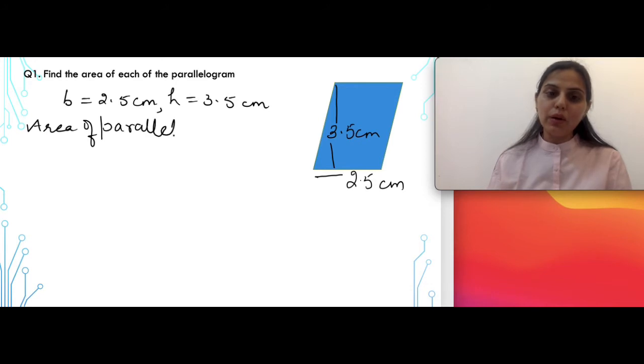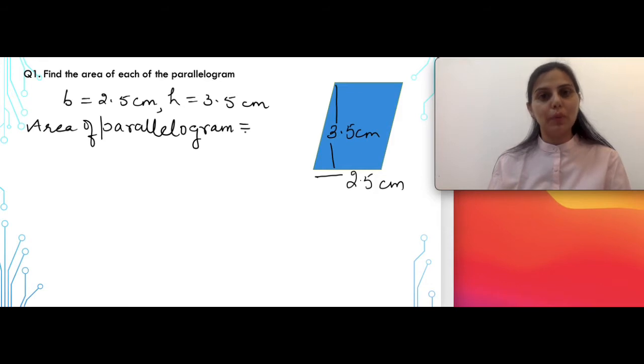As I have told you earlier also, it is very important to present your answer in a proper manner. So area of parallelogram, first of all we are supposed to write the formula base multiplied by height, and as you can see in the first step I have written what all values are given to us. So presenting your answer in the exam is again a very important part. So now we substitute the values. This can be written as 2.5 multiplied by 3.5.